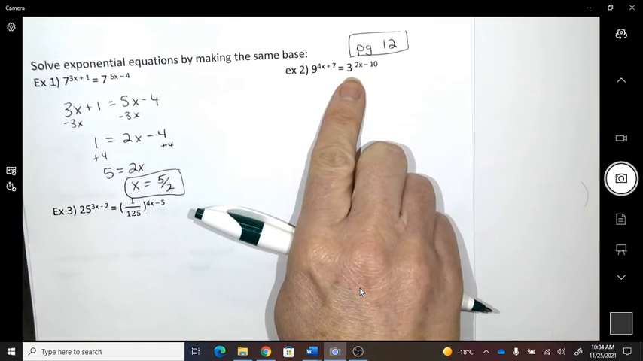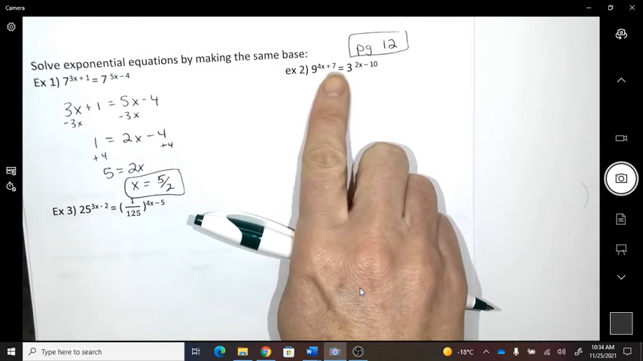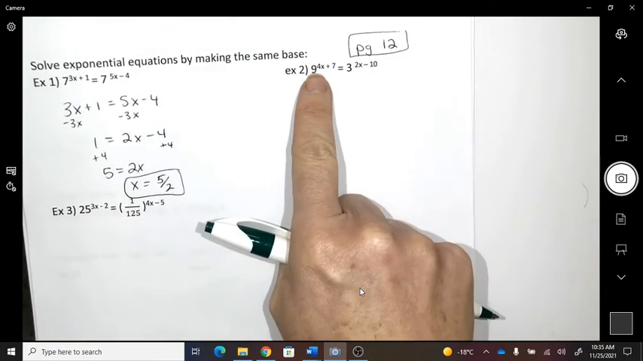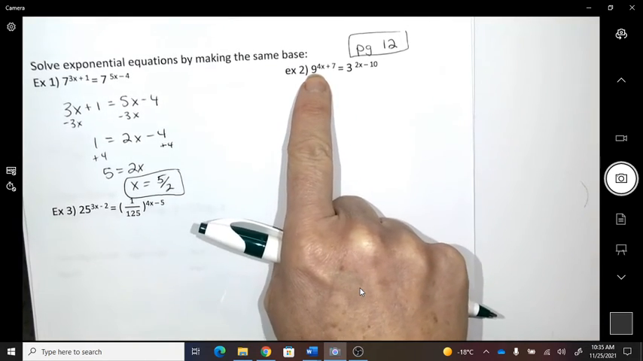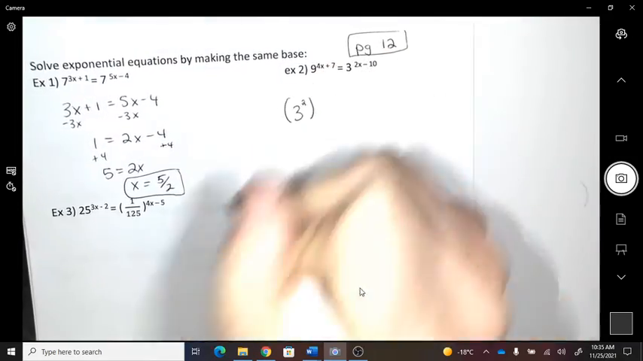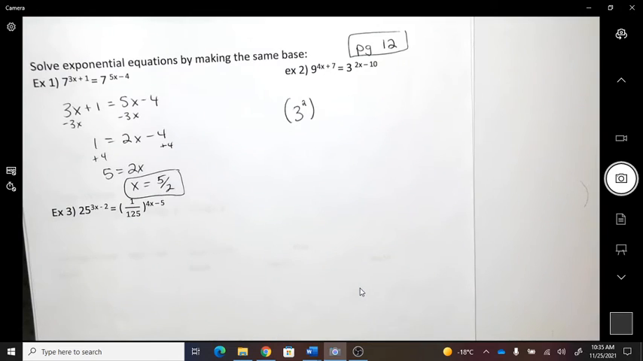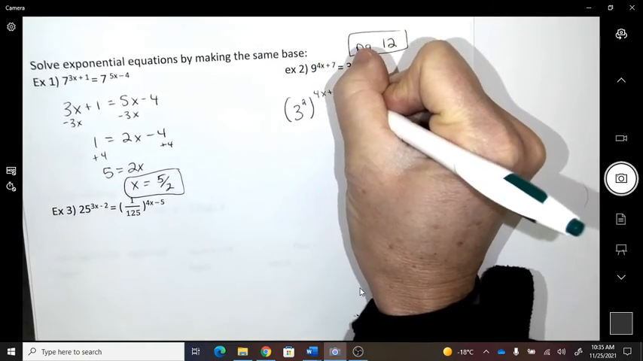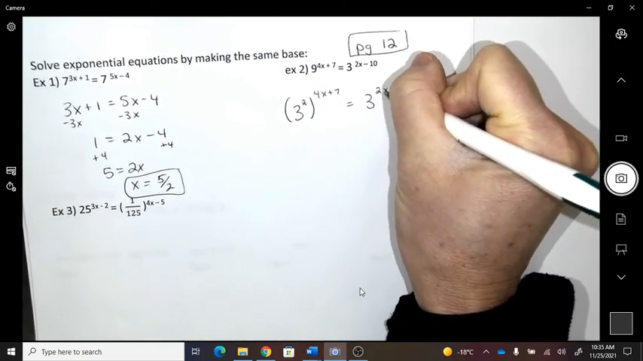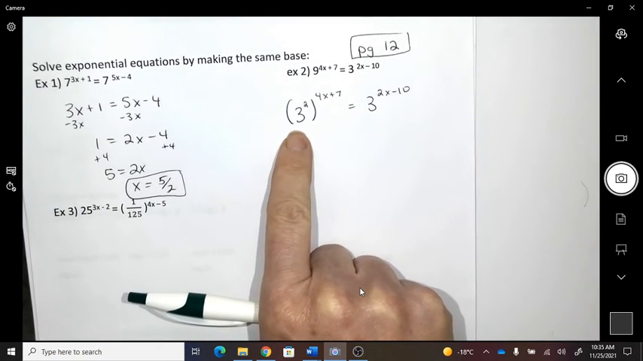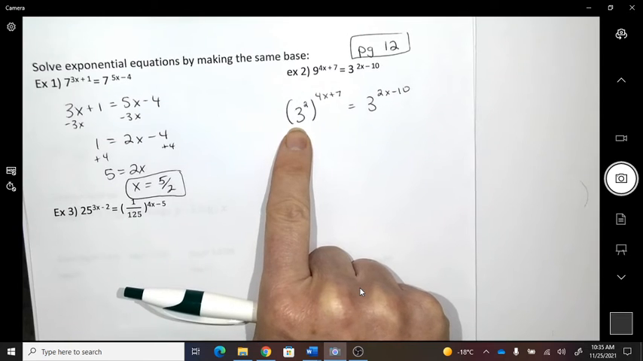Bases are not the same. Is there some number that I can common it out with as a base? 3. How do I write 9? 3 squared is 9. So this is 9. Okay, all I did was rewrite 9 differently. Are we okay with that? Okay.